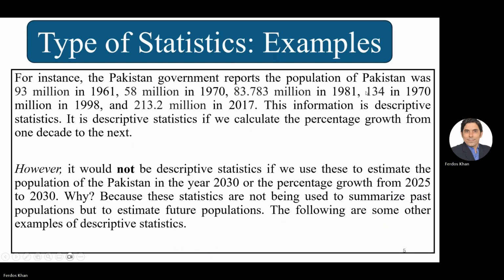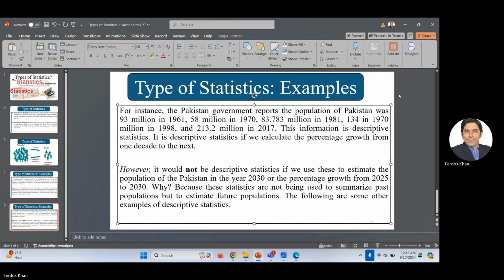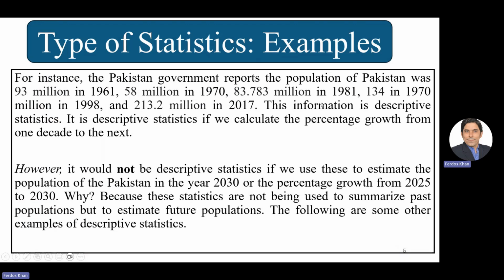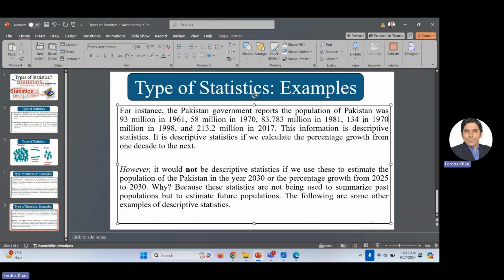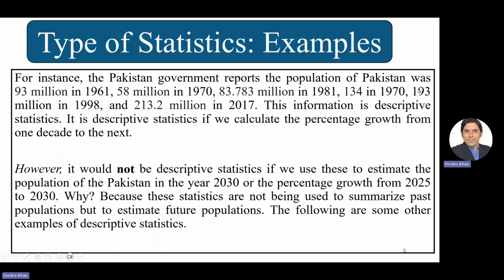There is some confusion here, but let's explain this in the following way. So these are the populations. I need to correct this: 134 million in 1970. And I will assume that in 1980 it was 190 million. This is my assumption and it may not be true, so you can Google it. I just assume it for interpretation. This figure may not be correct: 193 million in 1998 and 213.2 million in 2017. So this information is descriptive statistics.